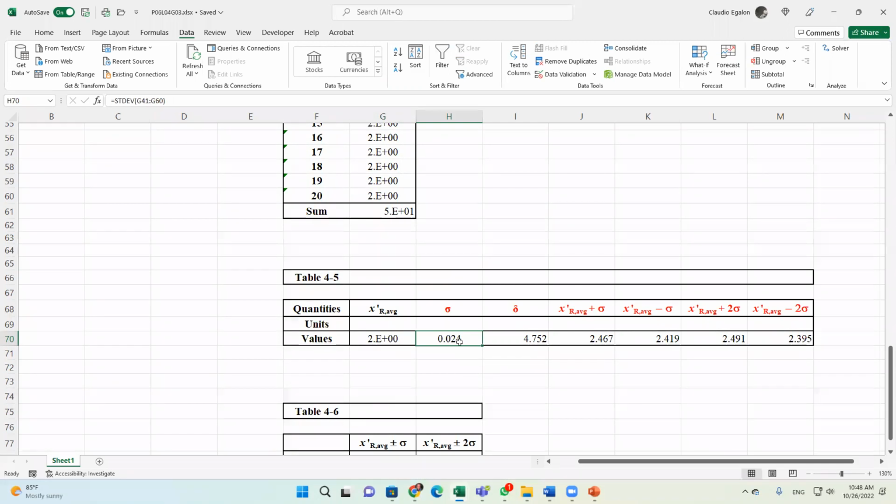And then you do something else, very important. You're going to take the average value and add sigma, and then take the average value and subtract sigma. Then you do that for 2 sigmas. That's the reason why we do that. Notice that plus sigma is 2.467 and minus sigma is 2.419.